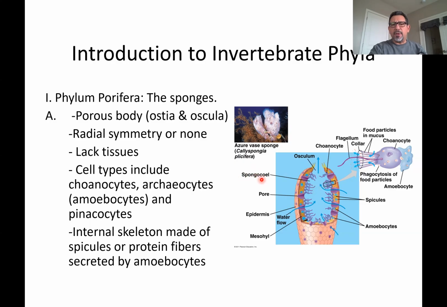Spongo means sponge, and coel means cavity, like the main cavity in the body of a sponge. This cavity is not of any embryonic origin. It's just simply a place where water collects before it goes out through the larger opening, which is known as the osculum. The sponge is going to be an interesting animal because they also have an endoskeleton.